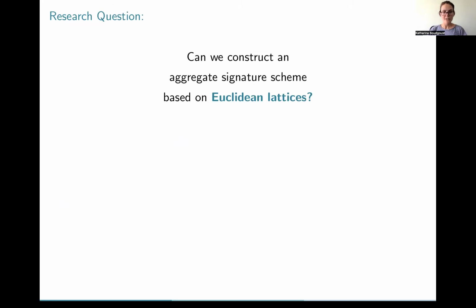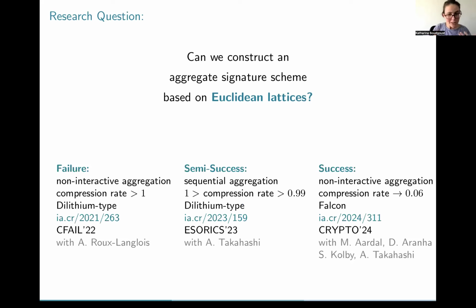So the research question I come today with is whether we can construct an aggregate signature scheme based on Euclidean lattices. And I brought you 3 answers.